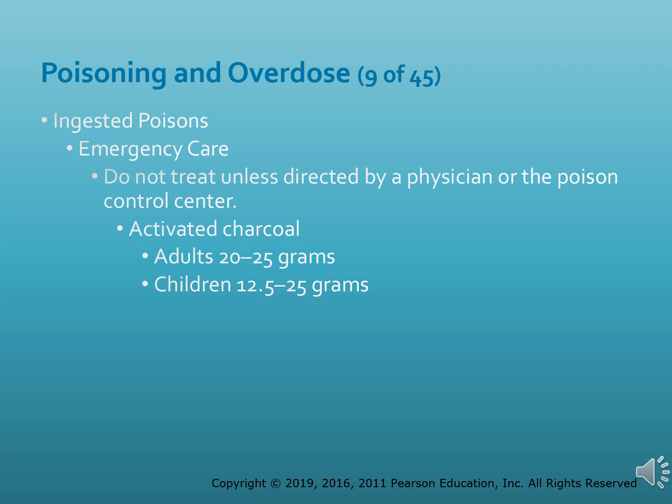With ingested poisonings, you do not want to treat them unless you're directed to by a physician or a poison control center. They're probably going to have you give activated charcoal, unless, of course, they know what the poisoning is, and it may be worse for that patient if they vomit that up than to just leave it and let the process go. But if you do have to give activated charcoal, the dose for adults is 20 to 25 grams, and for children it's 12.5 to 25 grams.